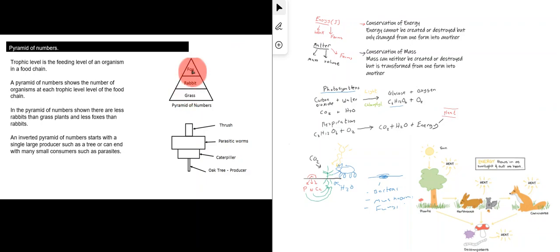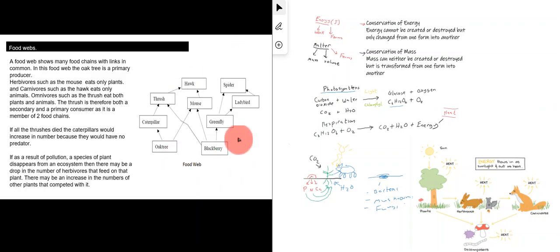Again, this is just a nice way to represent a food chain. Then we have another way to represent a food chain, and it looks like this. This is what's called a food web. A food web shows many food chains with links in common. In this food web, the oak tree is the primary producer. Herbivores such as the mouse eat only plants, and carnivores such as hawks eat only animals.